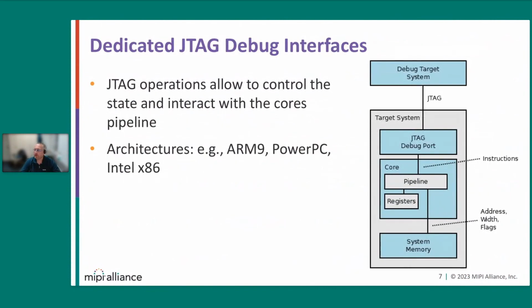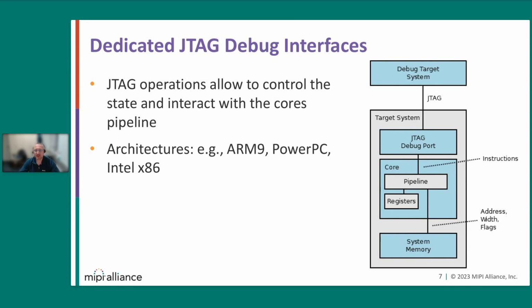And for the architectures, some popular debug architectures have a dedicated JTAG debug interface. Here the debugger accesses only by using JTAG. The debug logic is tightly coupled to the core and allows controlling the debug state as well as to emit instructions into the core's pipeline. By using these instructions, the debugger can access the core registers and all the memory that is visible to the core. This method of interacting with the target system is called instruction stuffing.